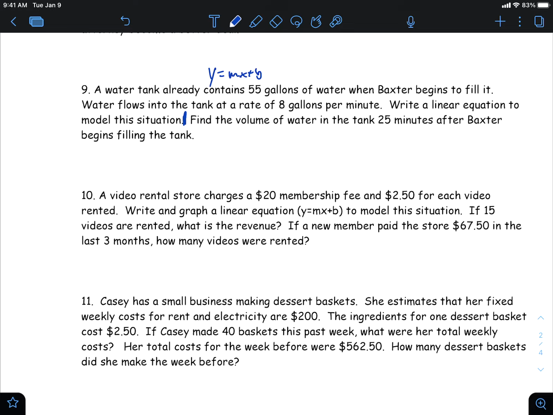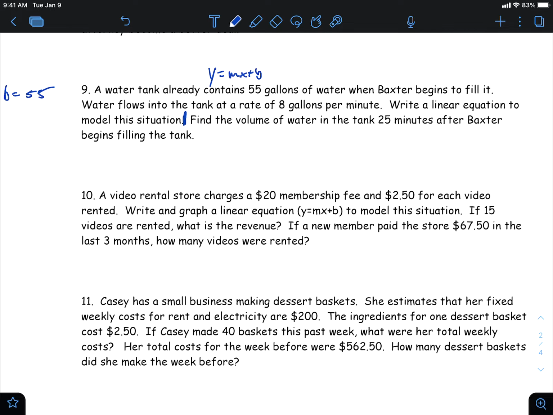Now, a water tank already contains 55 gallons of water. What does that sound like? Elizabeth? The y-intercept, which is, which letter? In our equation, which letter is it? B. B, good, okay. So it's B in our equation. So we know B is equal to 55.